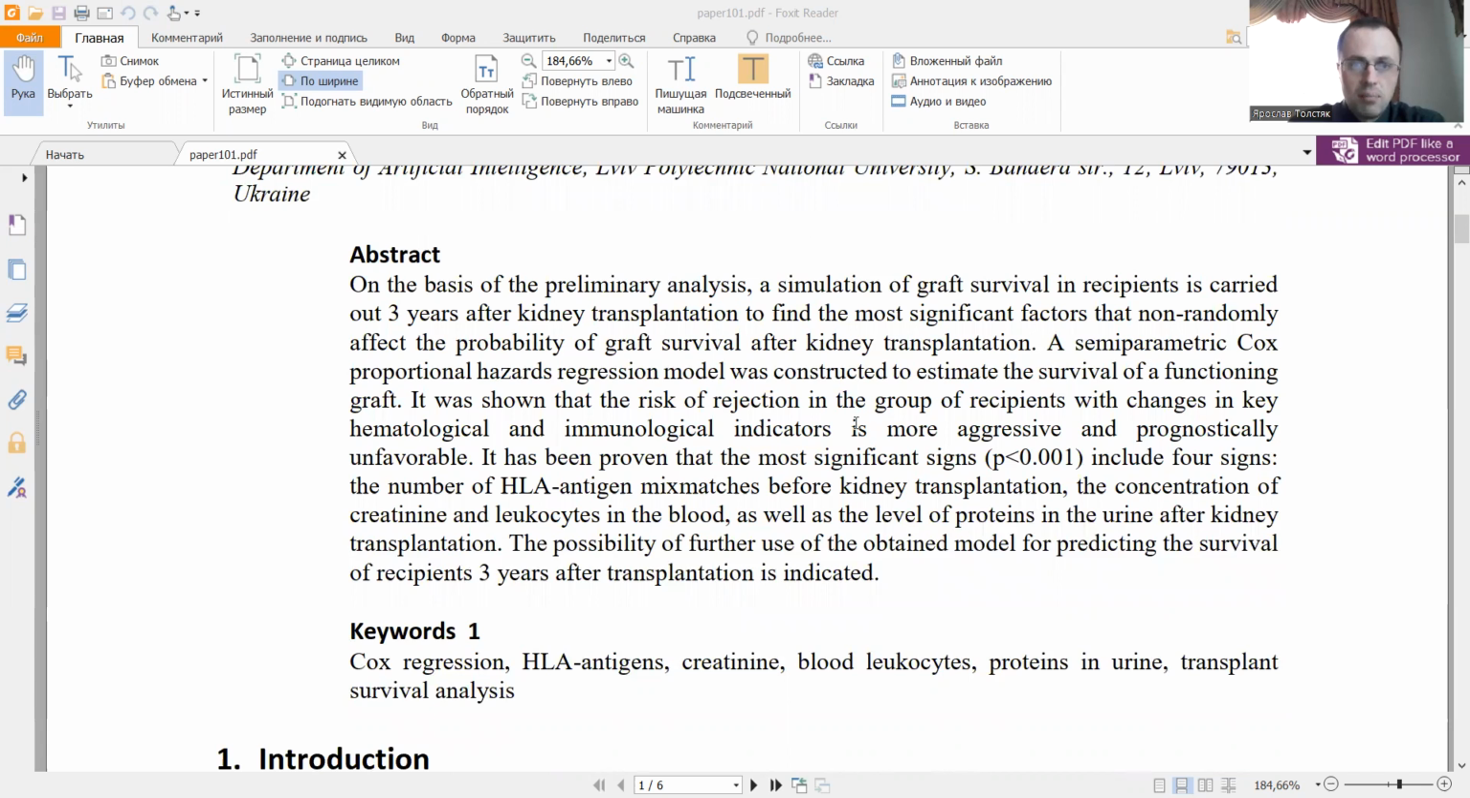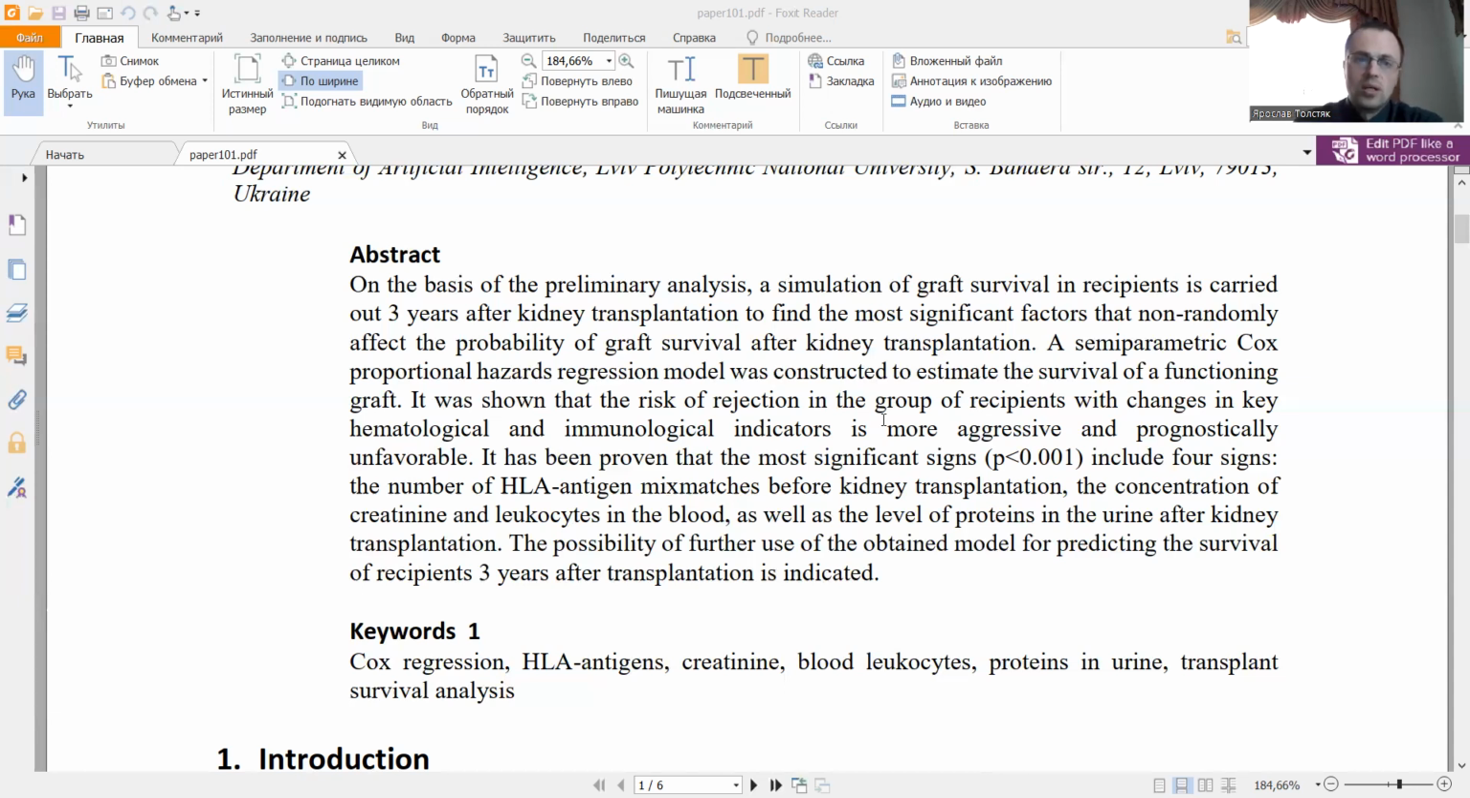On the basis of preliminary analysis and simulations of graft survival in recipients over a period of 3 years after kidney transplantation, we sought to identify the most significant factors that non-randomly affect the probability of graft survival. A semi-parametric Cox Proportional-Hazards regression model was constructed to estimate the survival of the functioning graft.